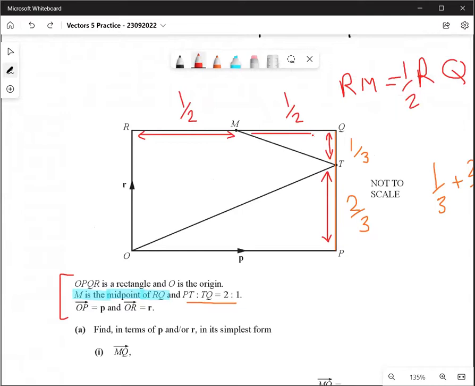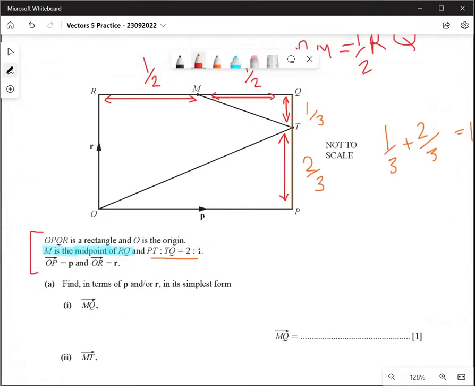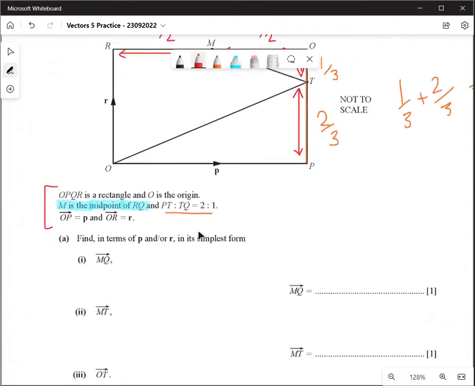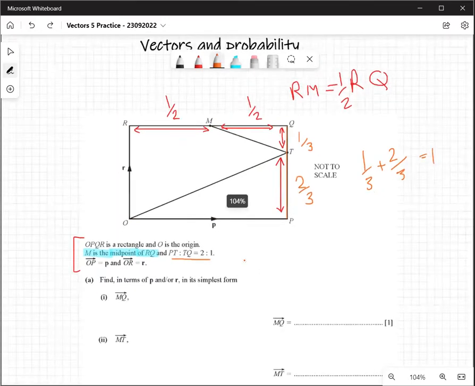Okay, that's done. Next, what is the first question, read? MQ. Find in terms of P and or R in its simplest form. MQ. Okay. So you tell me, you have MQ here. How do we find MQ? First, tell me, this is a rectangle, right? So the opposite sides are always the same. So if OP is P, then what is RQ? RQ is P. Yep. So what is MQ?